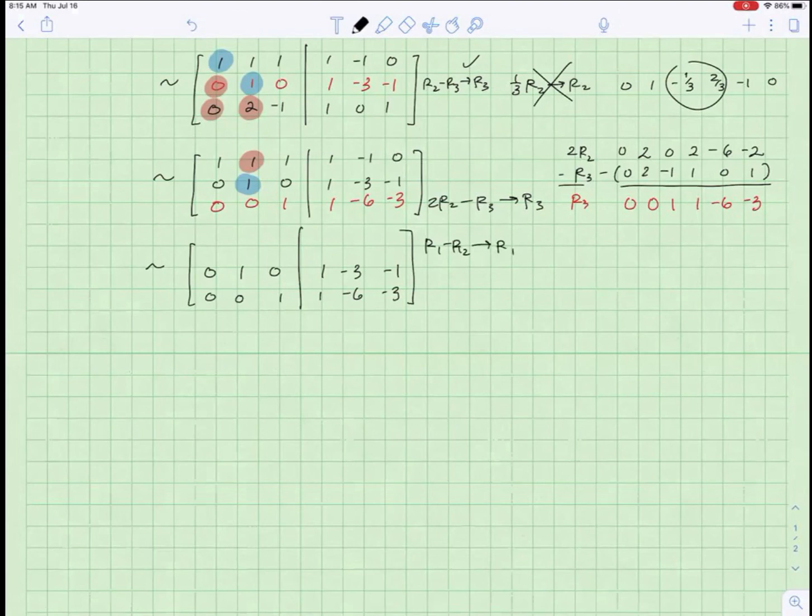So that should be easy enough. Top minus middle, 1 minus 0 is 1. 1 minus 1 is 0. 1 minus 0 is 1. 1 minus 1 is 0. Negative 1 minus negative 3. Be careful there. Negative 1 minus negative 3 is a positive 2. And then 0 minus negative 1 is a positive 1. So that should be our result there.